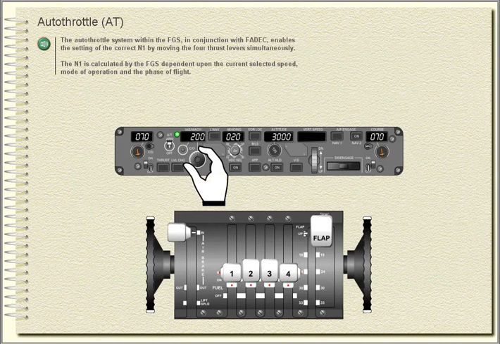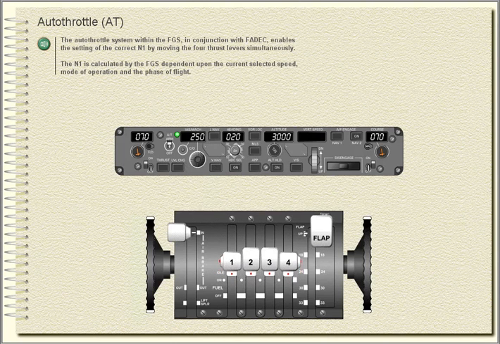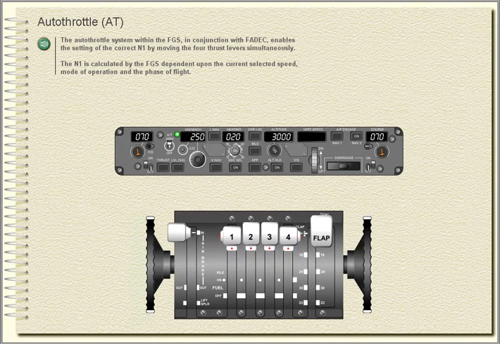Auto throttle. The auto throttle system within the FGS, in conjunction with FADEC, enables the setting of the correct N1 by moving the 4 thrust levers simultaneously. The N1 is calculated by the FGS dependent upon the current selected speed, mode of operation and the phase of flight.